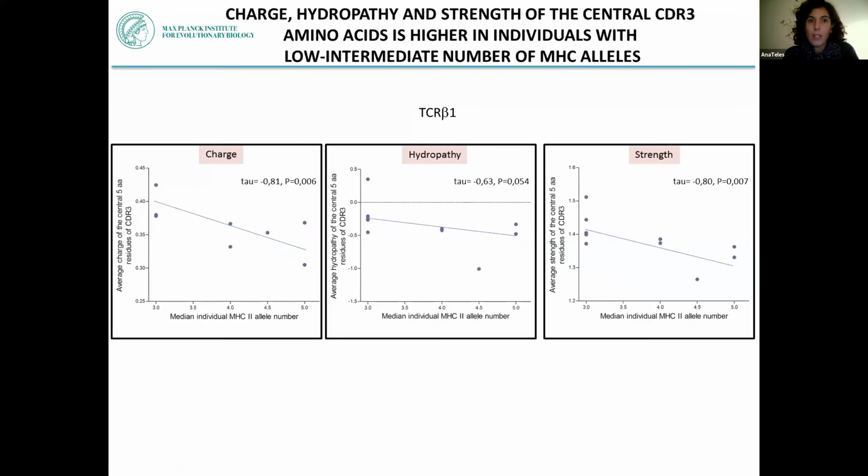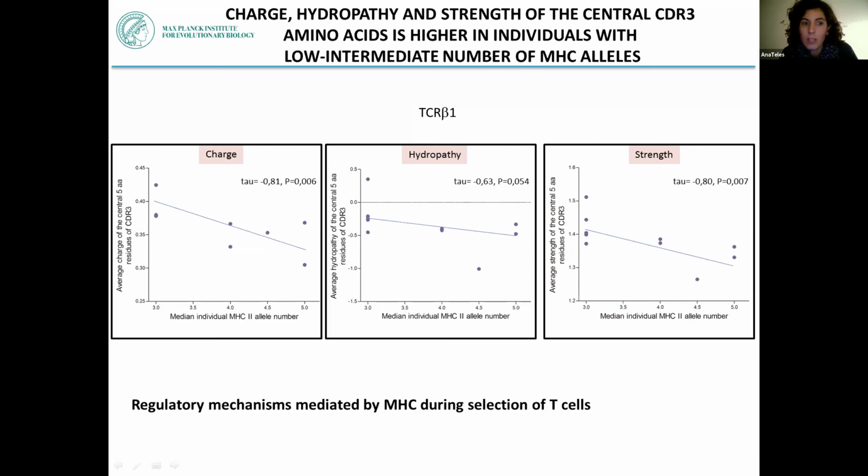And also, very interestingly, we found that charge, hydropathy, and strength of the central CDR3 amino acids was higher in individuals with a low to intermediary number of MHC alleles. And this suggests that there are regulatory mechanisms that are mediated by the MHC during the selection of T cells.